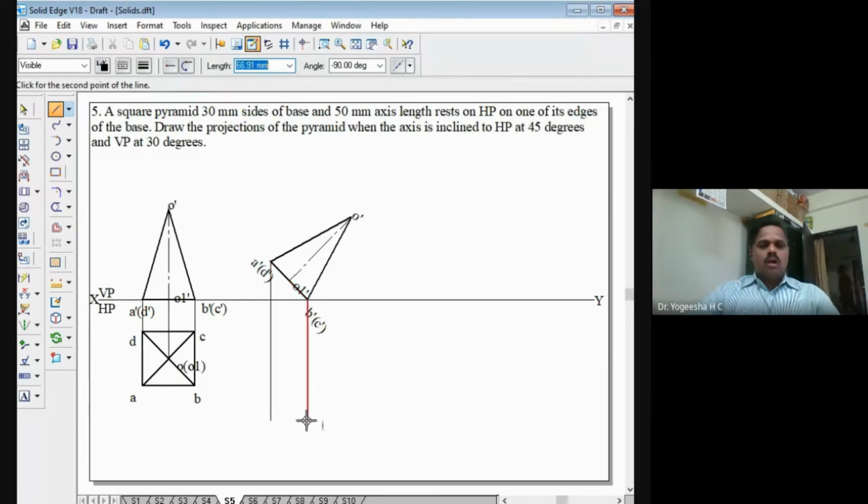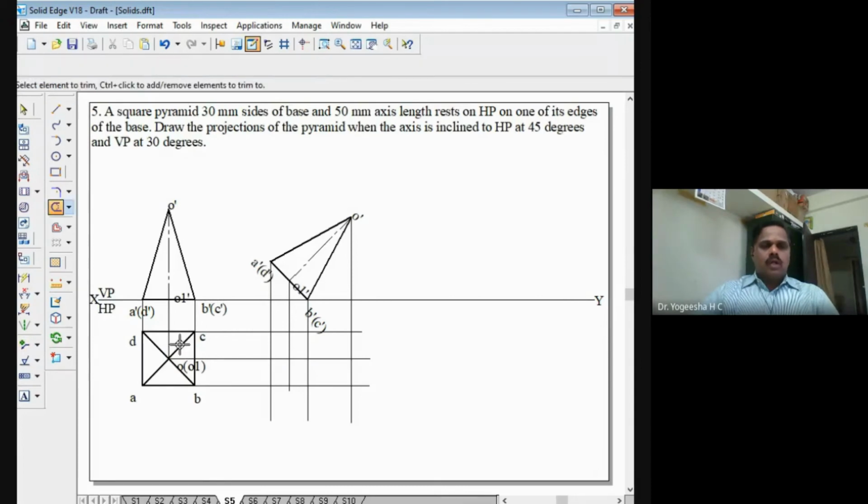Here also, I'll draw the projectors from this point. I'll draw the projector from the axis end point also. I'll draw the projector here from this. I'll draw the horizontal projector from this also, like this. From the apex also, I'll draw the horizontal projector. Extra lines will trim off. Use the trim tool, and extra lines can be trimmed.